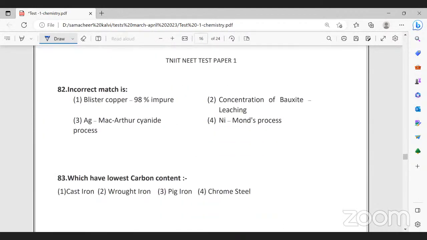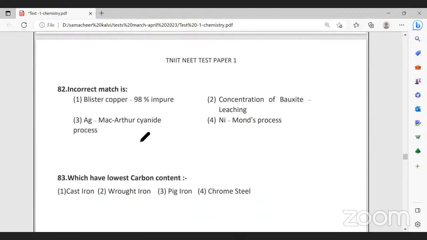The next one, incorrect matches. Blister copper is 98% impure.